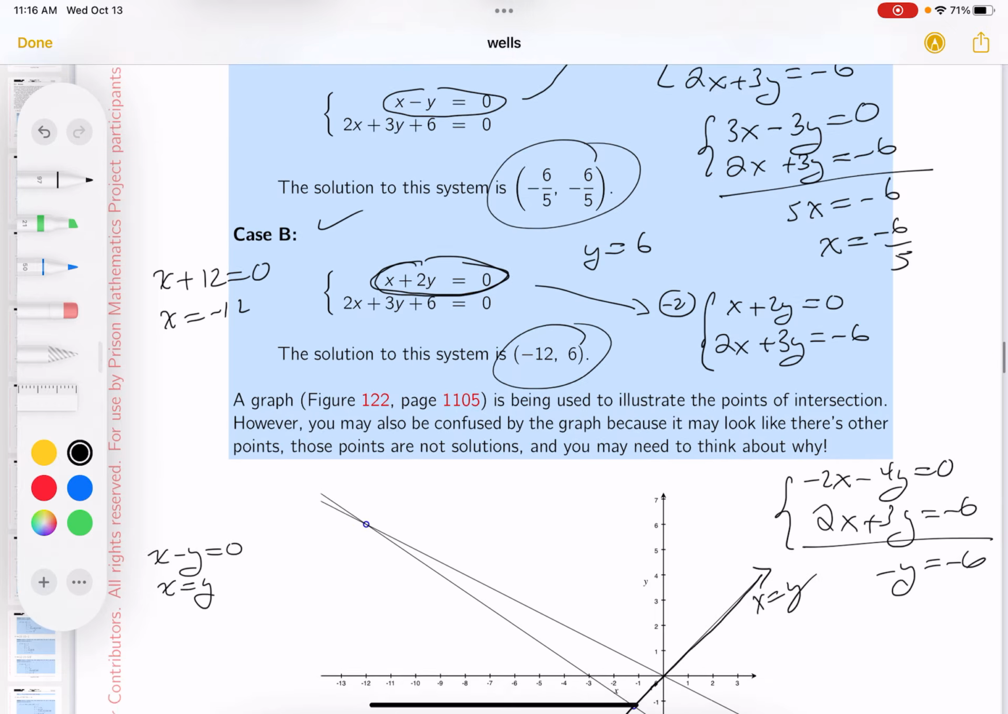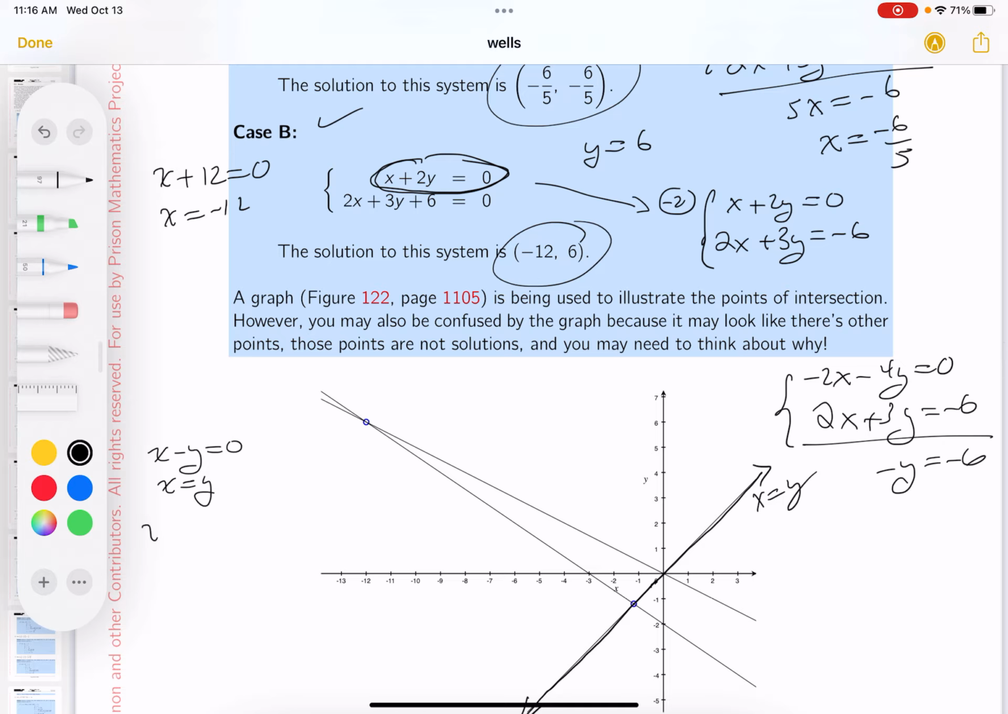And what's that going to be? Well, that's going to be x plus 2y equals 0. And I'm going to say, solving for y, you don't have to, by the way, but I like to. That would be 2y equals minus x, or y equals minus 1/2 of an x.